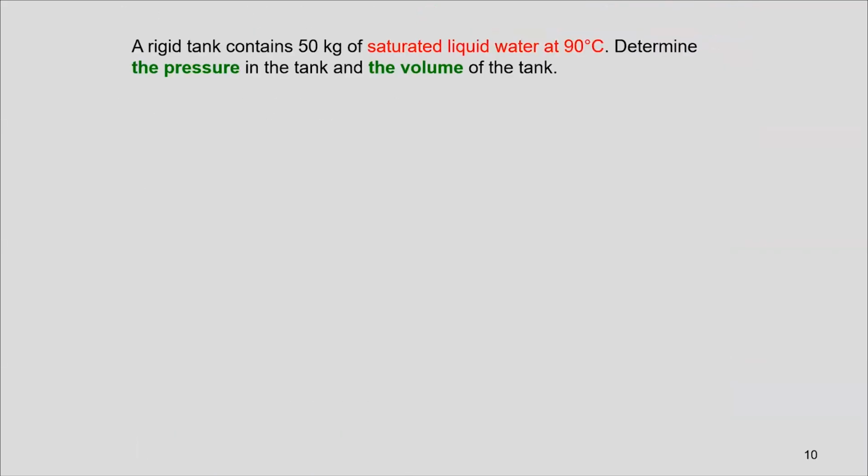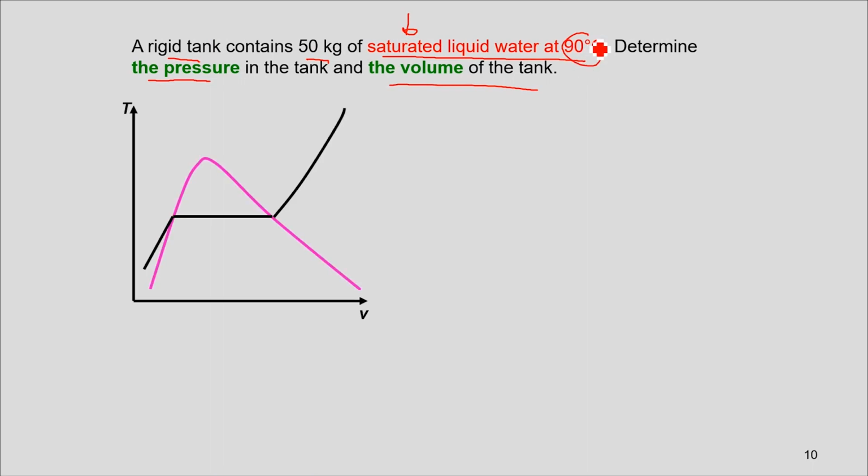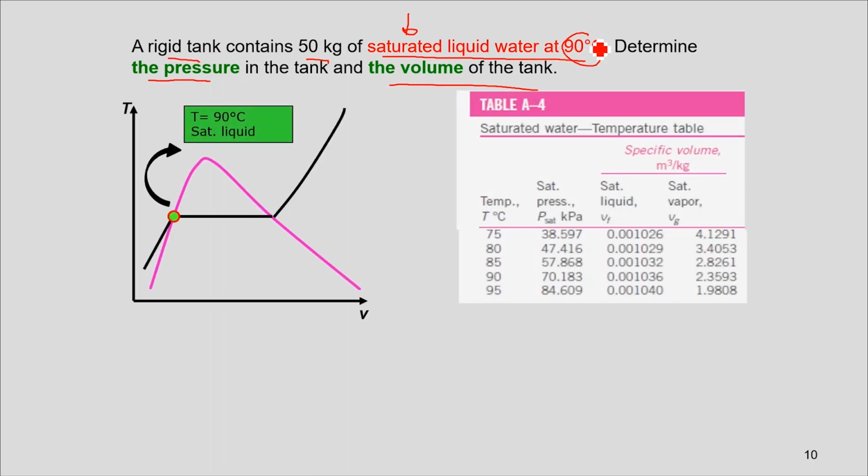Now, let us have a look at a few examples to help us better understand the use of the tables. It says a rigid tank contains 50 kg of saturated liquid water at 90 degrees centigrade. You have to determine the pressure in the tank and the volume of the tank. First thing, saturated liquid, 90 degrees centigrade. So if you want to determine the pressure, it would be the saturation pressure corresponding to 90 degrees centigrade. This is your pressure for the system.